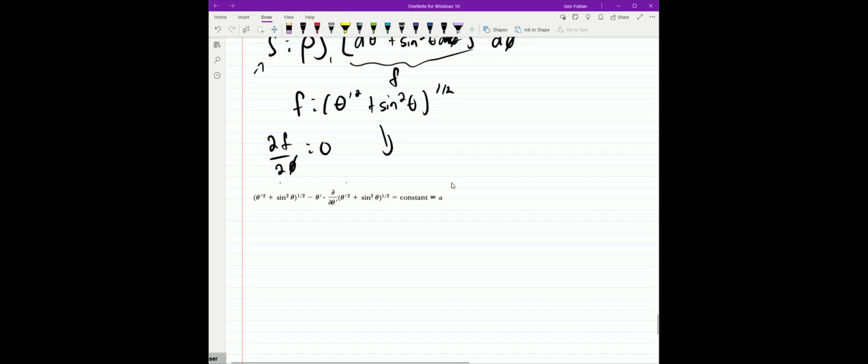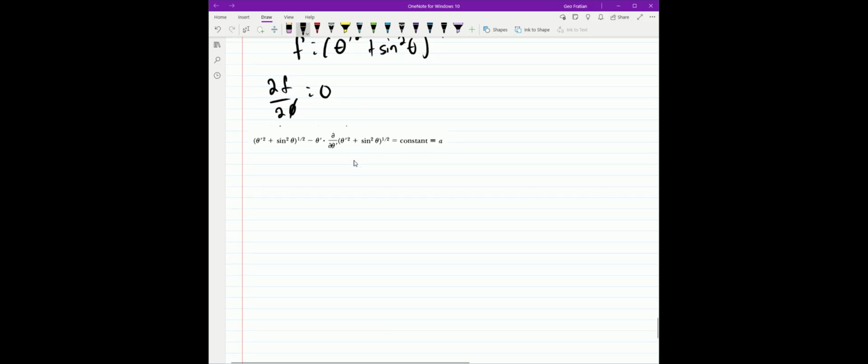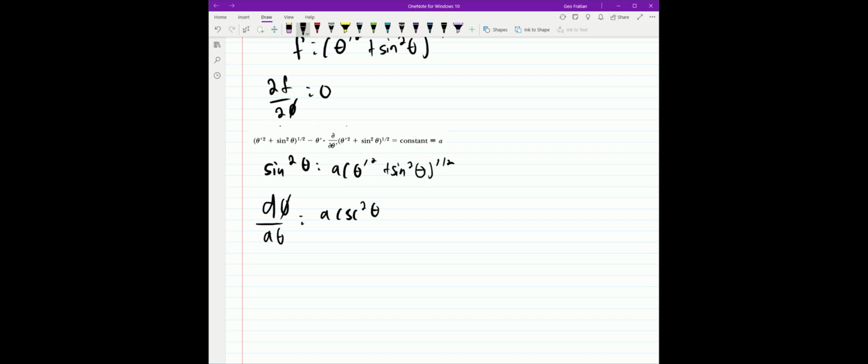So let's just set this equal to a constant alpha. From the second form of Euler's equation, we can differentiate and multiply by f, and we get sine squared theta is equal to a theta prime squared plus sine squared theta to the 1/2, and we can solve for d phi d theta as d phi d theta is equal to a cosecant squared theta over (1 minus a squared cosecant squared theta) to the 1/2.